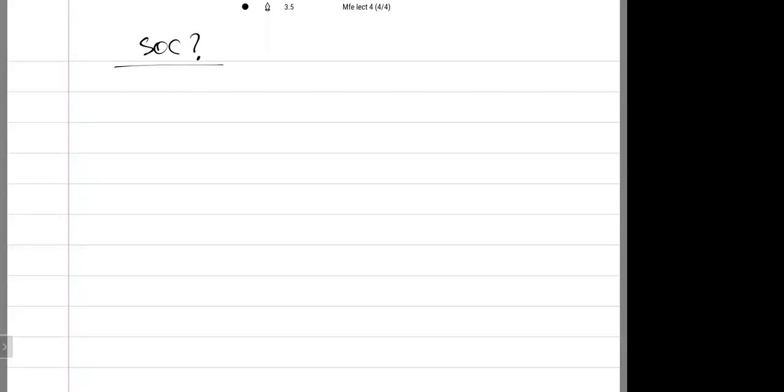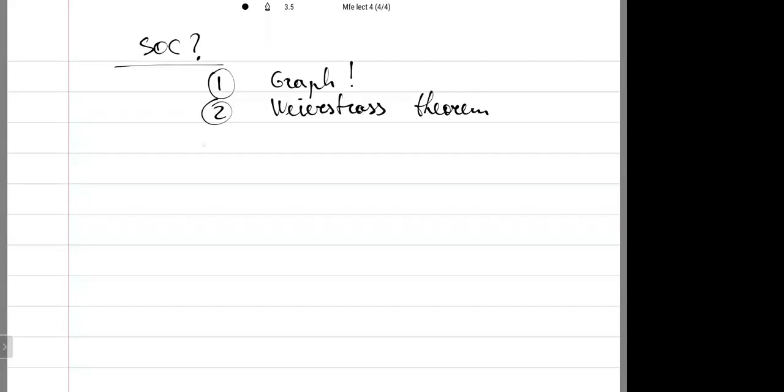Okay, how can we check? My hierarchy of ideas is the following. Check graphically if you can. Second approach, use the Weierstrass theorem. Then use concavity. And the last one is to use the bordered Hessian matrix of active constraints.